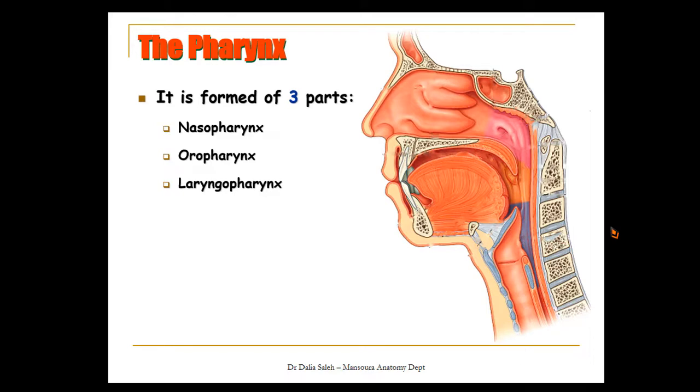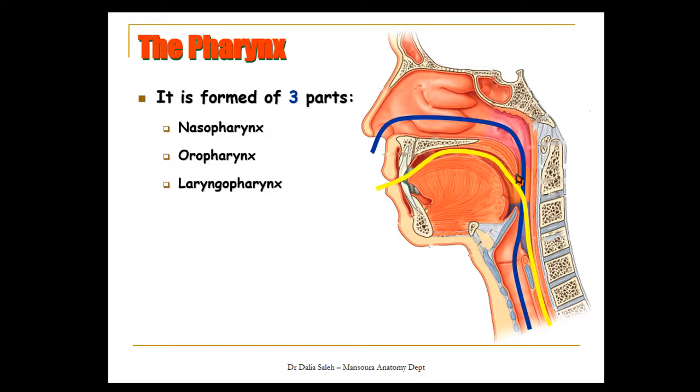So the pharynx is divided into three parts according to the cavity which lies in front of them: the nasopharynx, the oropharynx, and the laryngopharynx. The pharynx acts as a passage for the air and also a passage for the food. So it's a common passage for both the digestive system and the respiratory system.